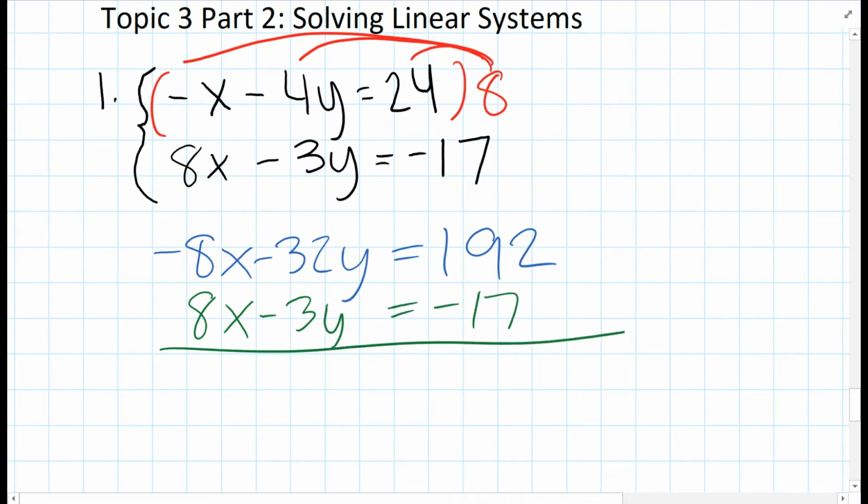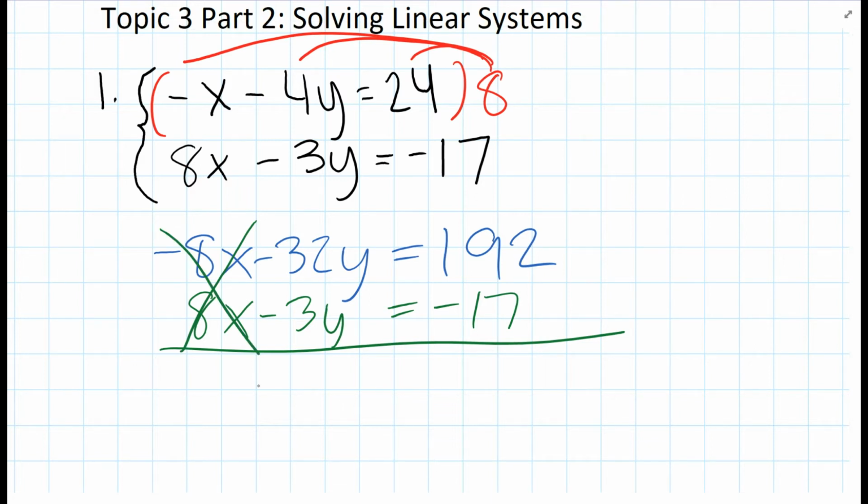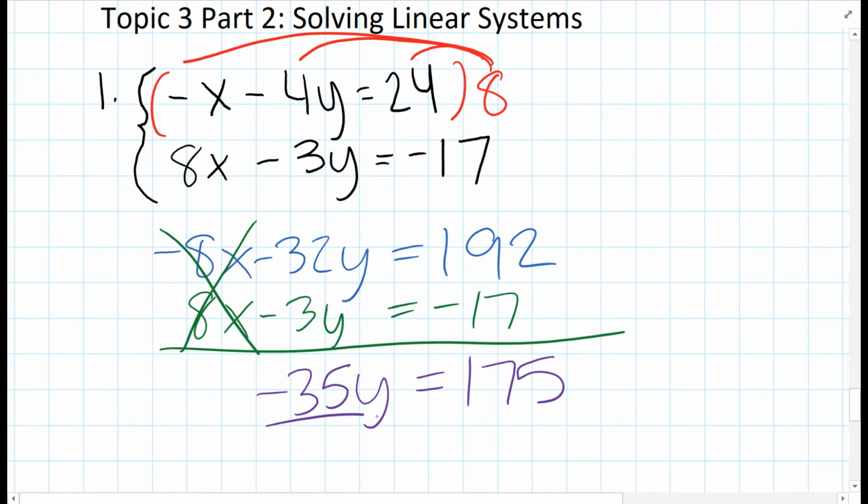I'm going to add these together. My x variables eliminate. That means I did the right thing. And I'm going to get negative 35y equals 175. Divide by negative 35, and I get y equals negative 5.